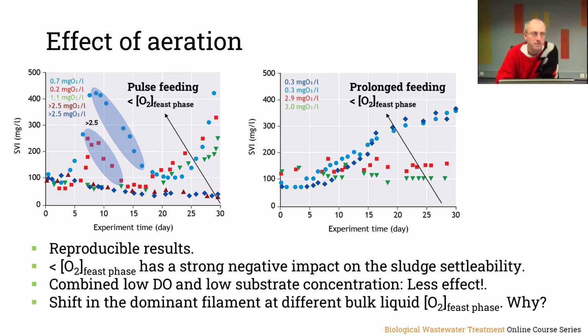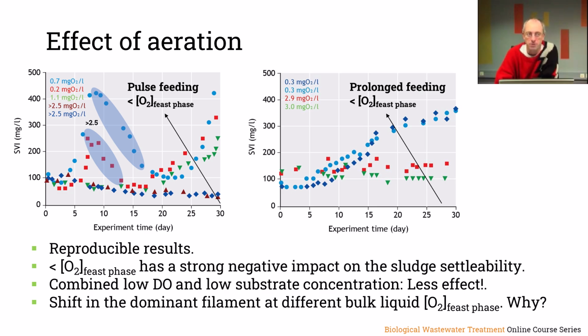After getting good sludge properties again, we can go back to the old oxygen concentration of 0.7 or 0.2 milligram per liter, and we see a rapid increase in filamentous bacteria again. And so it's reversible, we can reproduce it. It's directly the oxygen concentration at which the bacteria take up the substrate which is important.